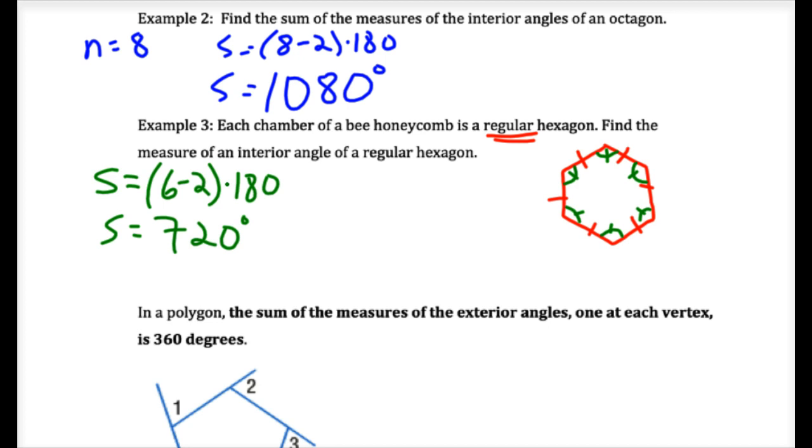What can we do to find the measure? Because think about it. Find the measure of an interior angle. So they only want one of them. How would we find the measure of one of those angles if we know that all of them add up to 720 and they're all the same? Phoebe? Yeah, you got to divide them by 6.